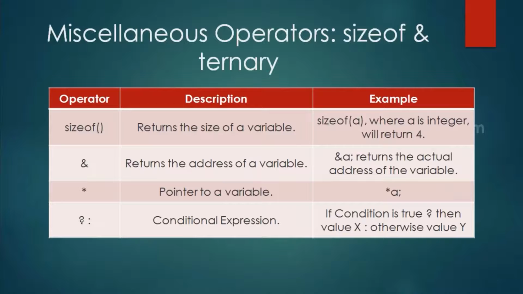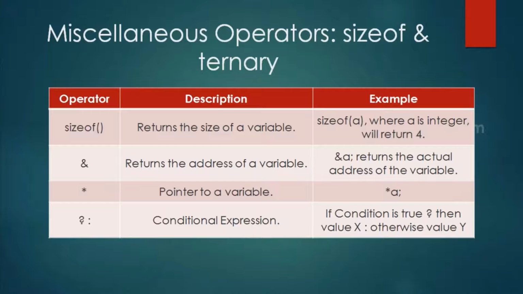Then we have a few operators like sizeof, ampersand, star and conditional expression. So sizeof returns the size of a variable. If it is an integer, it will give the relevant size of it. Then ampersand returns the address of a variable, whereas star gives a pointer to a variable. Then question mark and colon is a conditional expression. The pointer and conditional expression we will discuss in another video.